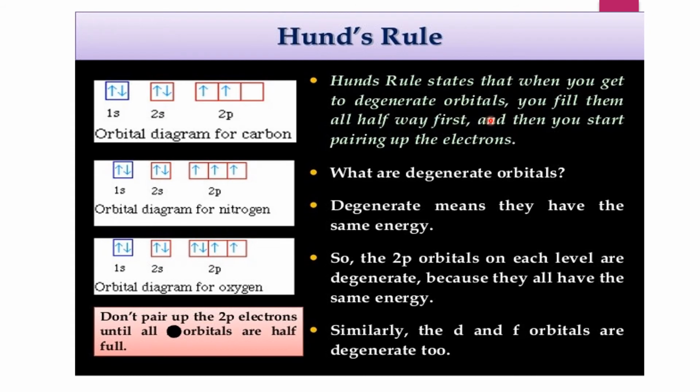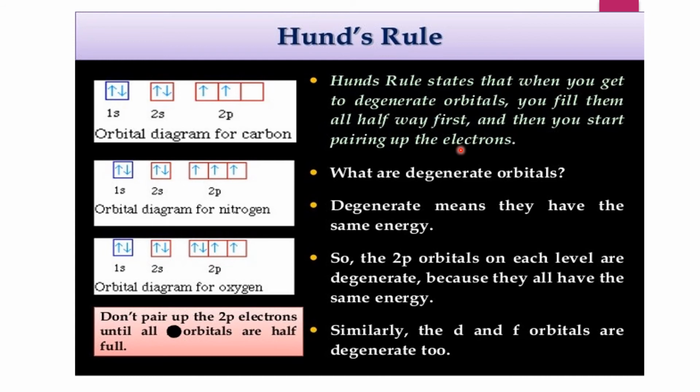I'll explain what a degenerate orbital is. This rule states that when you are filling the electrons in an atom, you fill the degenerate orbitals halfway first, meaning you put one electron in each, and then start pairing up the electrons.